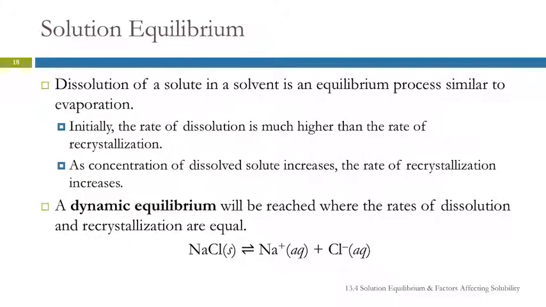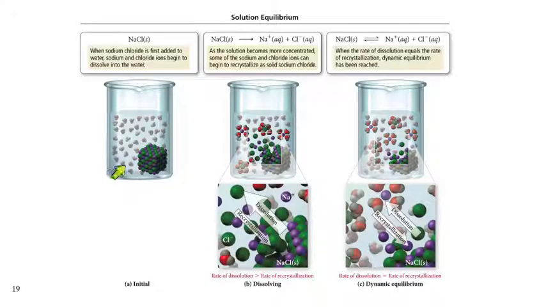Formation of a solution is an equilibrium process. We've talked about equilibrium in terms of evaporation, the picture of the Erlenmeyer flask, and we had things evaporating and condensing back in, and we talked about vapor pressure. Same concept here, but the processes are dissolving and crystallizing. So when you put the solute into the solvent, initially the rate of dissolution or dissolving is higher than the rate of recrystallizing. There's a picture here.